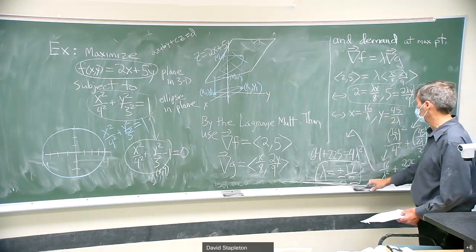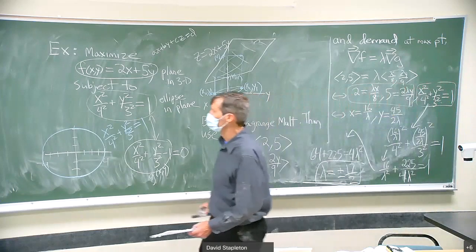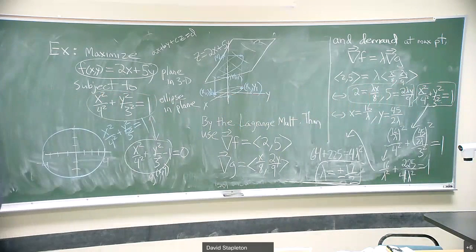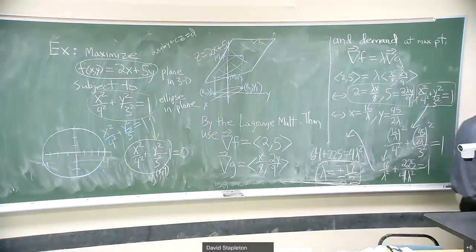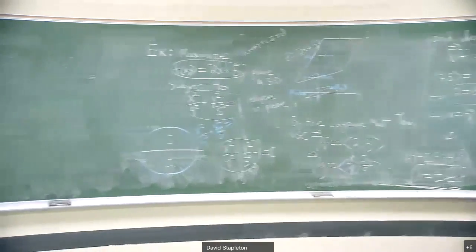Because x is 16 over lambda. I'm going to turn that over here. I tried my best to get it in before the end, but I couldn't.